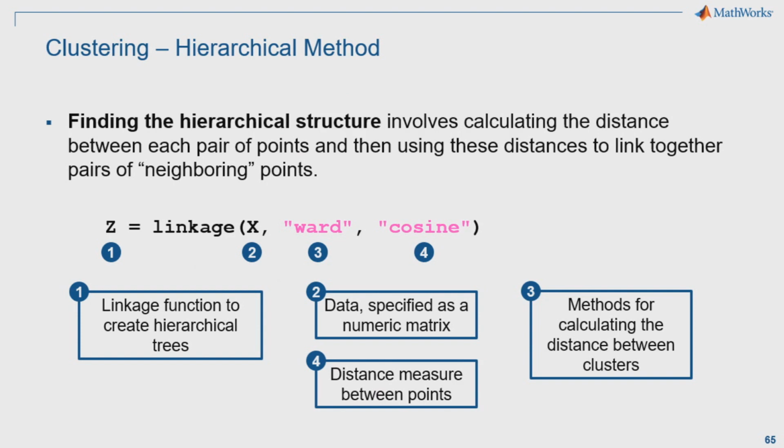Again, this is the explanation of what I said before. You have to build first your hierarchical structure, which results in the visualization of the dendrogram, by calling the function linkage, to which you pass your data matrix. You pass the linkage method, here the word method in this case. And also you have to pass a similarity measure to compute the distance between points. Here, the cosine similarity.